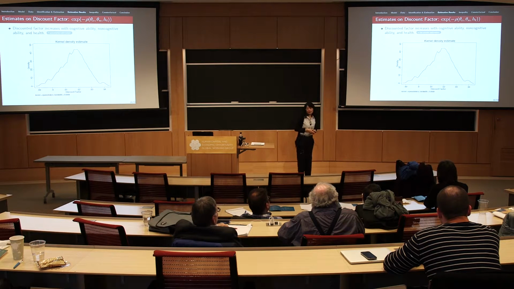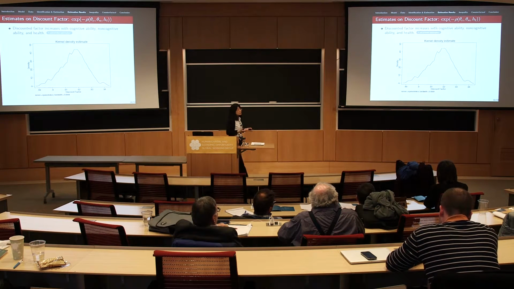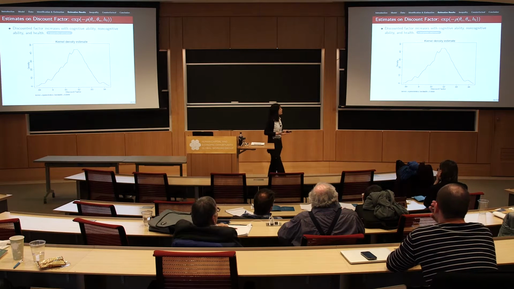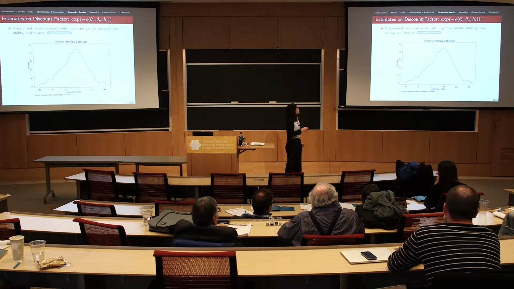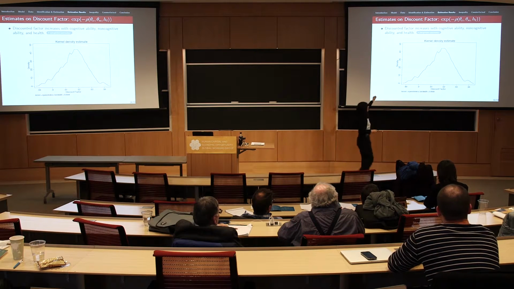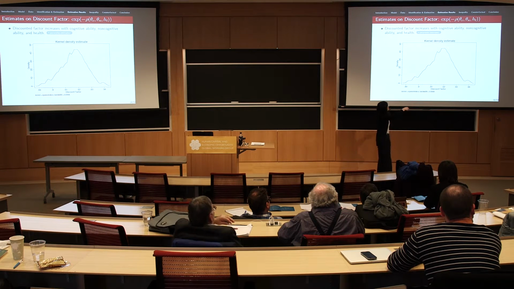And now let me show you our estimate for the discount factor. We can calculate for each individual their discount factor based on the estimated parameters as well as their abilities and their health. And you see that basically their discount factors concentrate between 0.89 and 0.94, and pretty much the mean is 0.92.